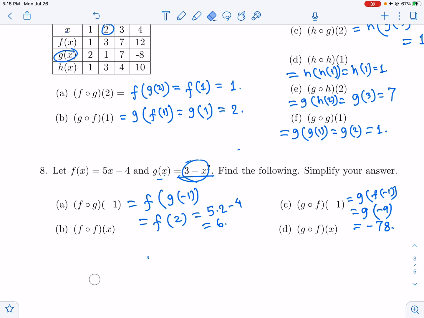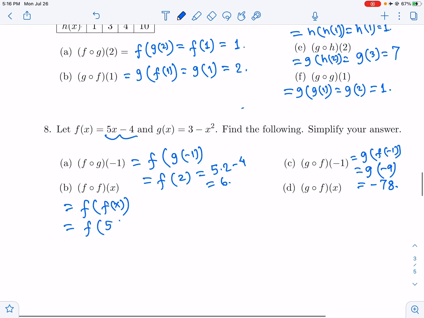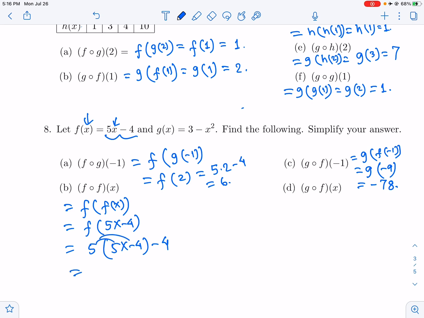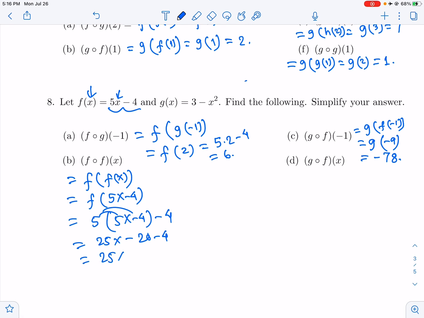Okay, that's there. Now let me find f of f of x. Here we are not working with numbers anymore. f of f(x) is f of 5x minus 4. Now our input is 5x minus 4. f of input is 5 times input minus 4. Let's simplify. We distribute here: 25x minus 20 minus 4 outside. Minus 20 minus 4 means minus 24. So this is 25x minus 24.